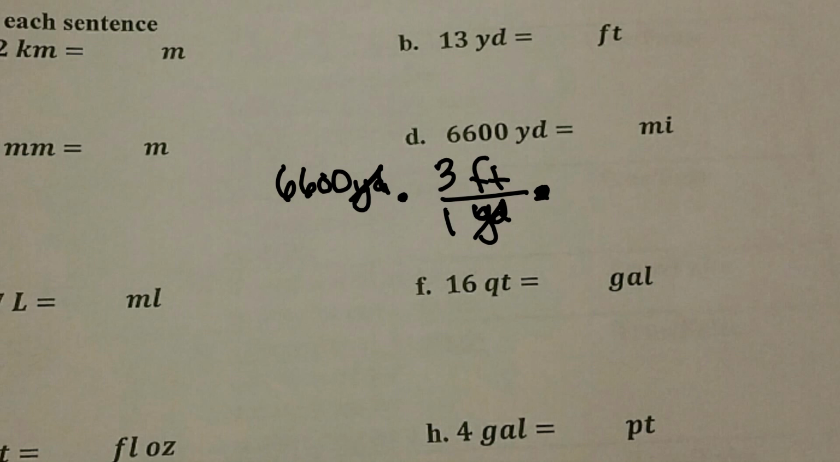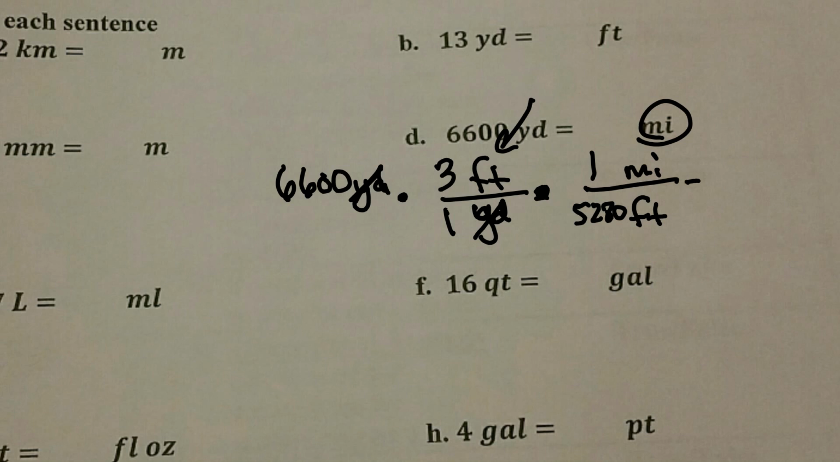So look, I have feet on top here, which means I'm going to put feet on the bottom here. And I want to end with miles, so I put miles on top here. And I know 1 mile is 5,280 feet. So 6,600 times 3, then I divide it by 5,280. I end up with 3.75 miles. And that's it.